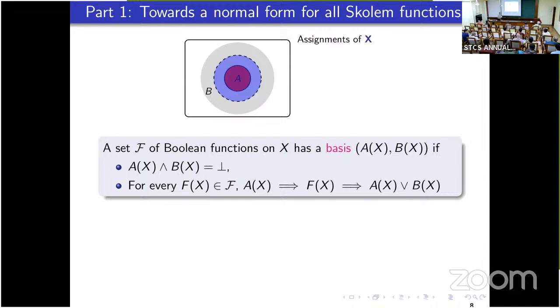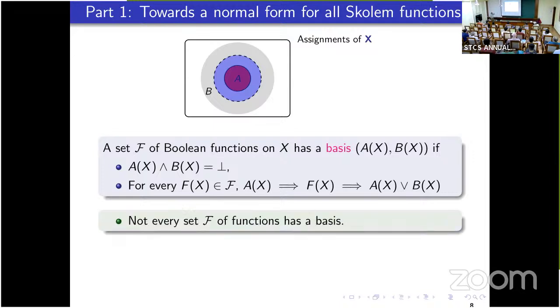Yes, the blue region includes the A. Maybe I should have said that BX contains A. Maybe that would have been easier to see. But I'll tell you, coming back to Piyush's question, why I wrote it this way.